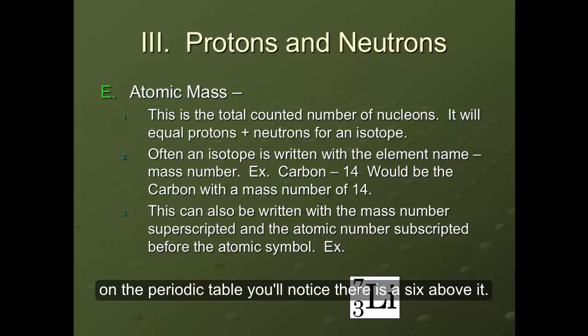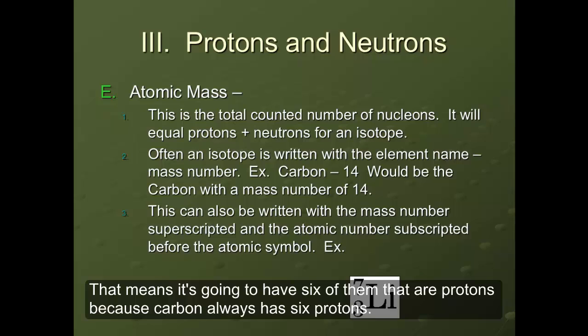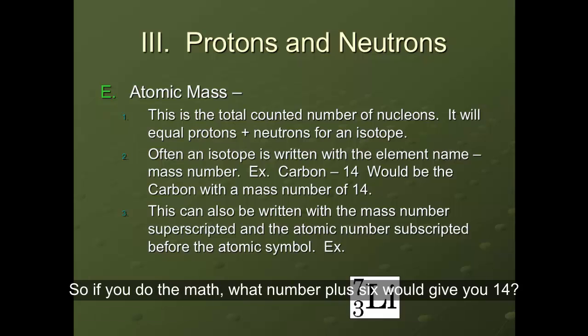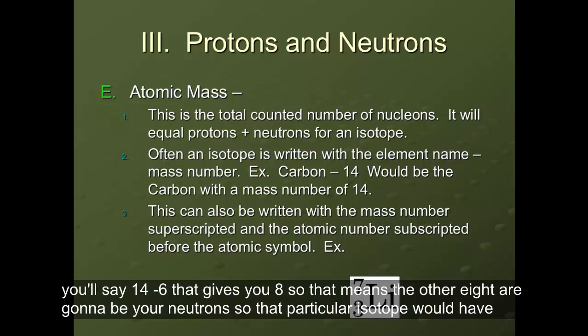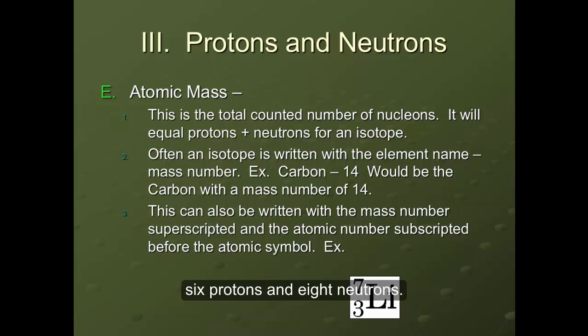If you look up carbon on the periodic table, you'll notice there's a 6 above it. That means it's going to have 6 of them that are protons, because carbon always has 6 protons. So if you do the math, what number plus 6 would give you 14? You'll say 14 minus 6, it gives you 8. So that means the other 8 are going to be your neutrons. So that particular isotope would have 6 protons and 8 neutrons.